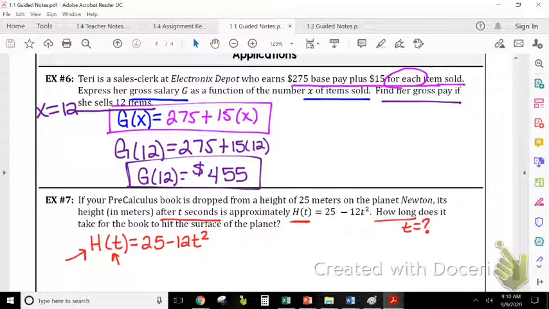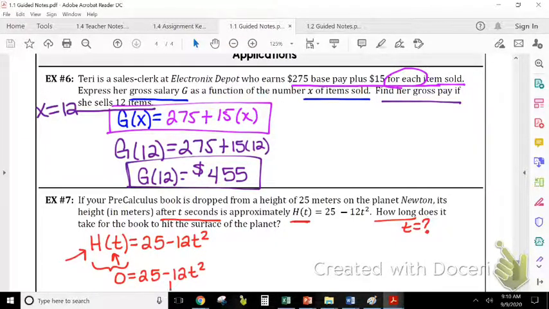Well, they didn't give me the height directly. They didn't say the height is this. But think about it. If it's hitting the surface of the planet, how high is it off the planet? Well, it's not off the planet. It's on it. So its height would be 0. So we're going to let the height be 0, and we're going to solve for t.